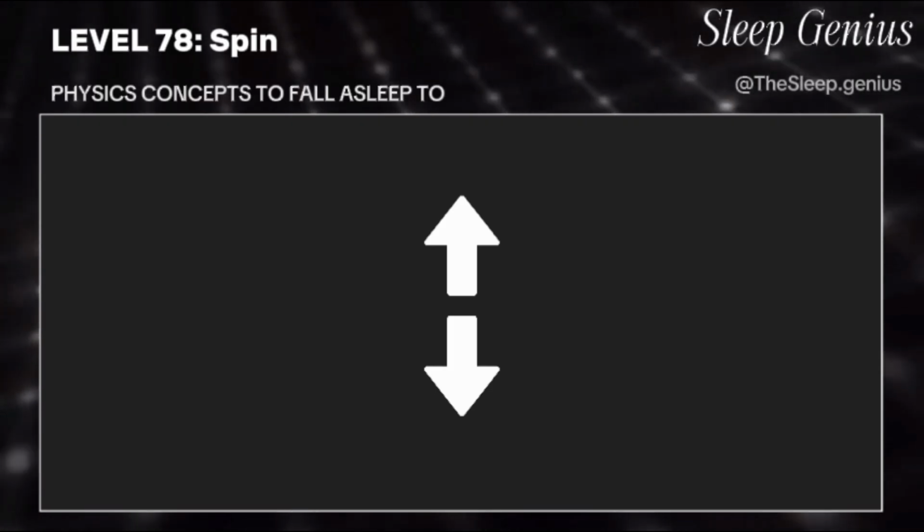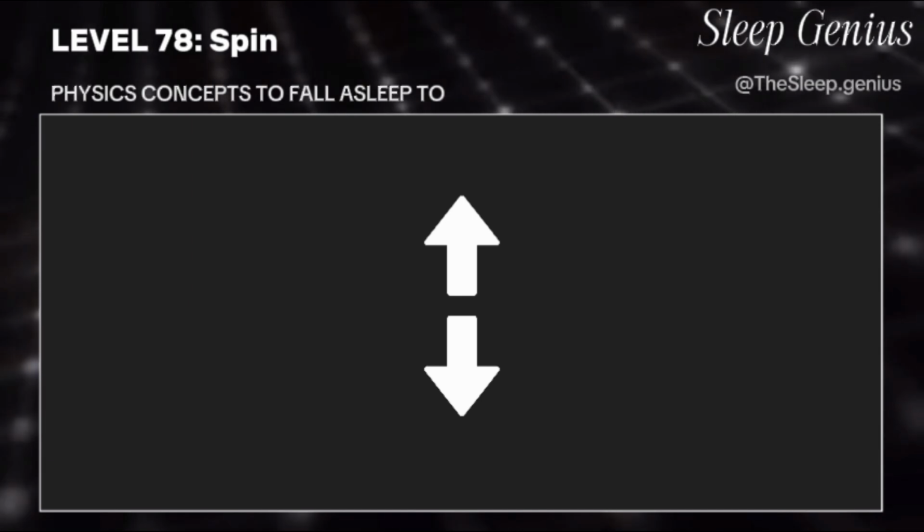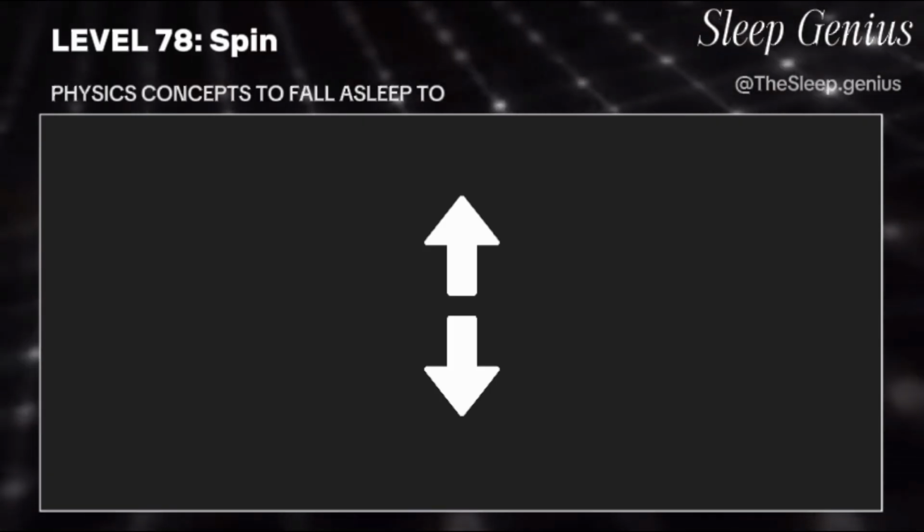It can point in different directions, often called up or down. Spin affects magnetic properties, energy levels, and interactions with other particles. Particles with the same spin follow certain rules, while those with opposite spins can pair together.